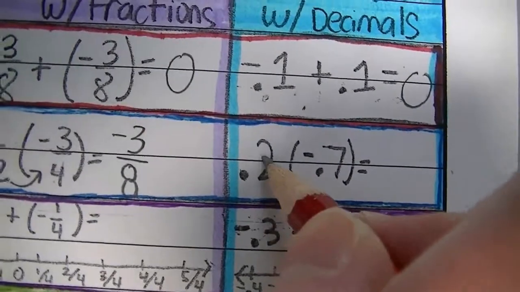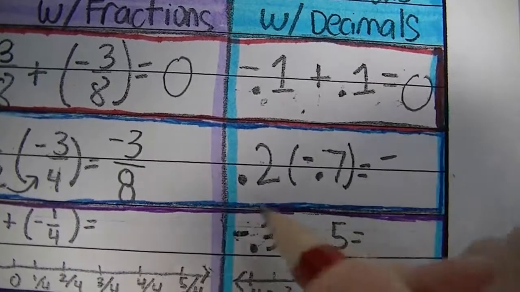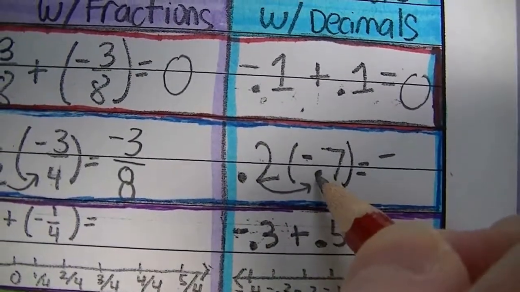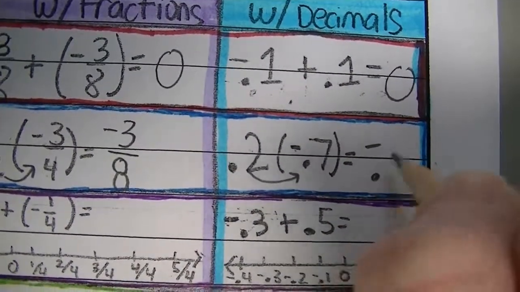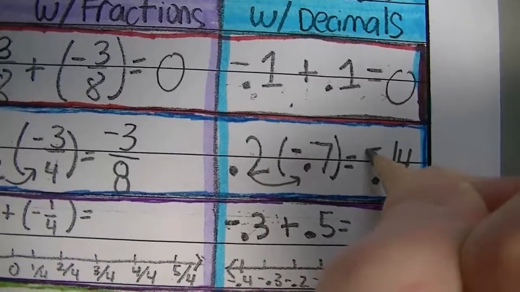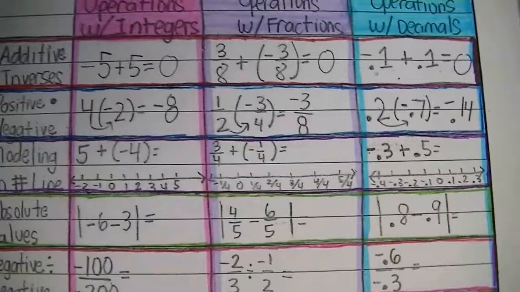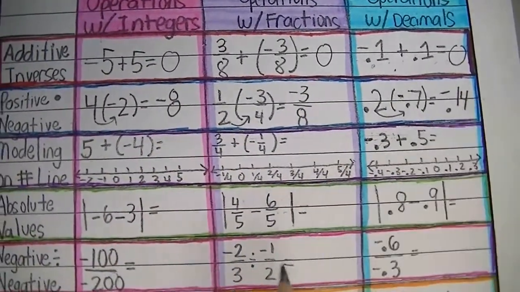Okay, right here. Oh, look, it's a positive times a negative, so I know my answer is going to be negative, so I'm going to already put that over there. So I have 2/10 times negative 7/10. And that would give me a negative 14/100. Okay, sorry, that negative should be moved a little bit more to the left. Say the same rules apply. A positive times a negative gives you a negative answer.